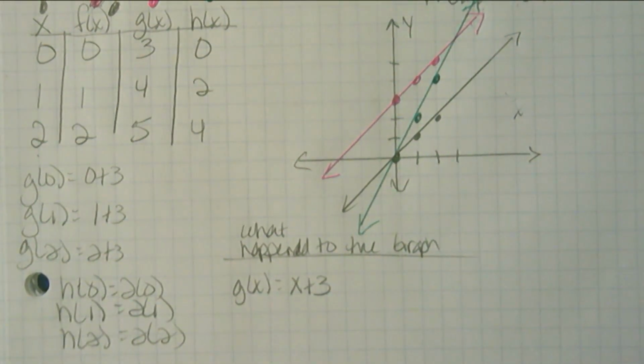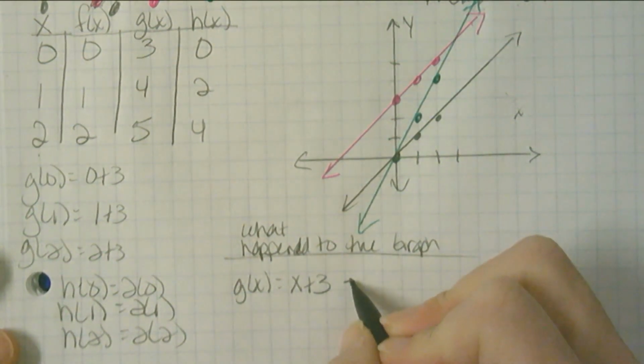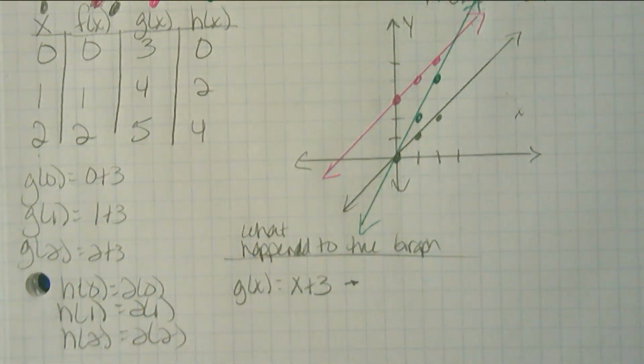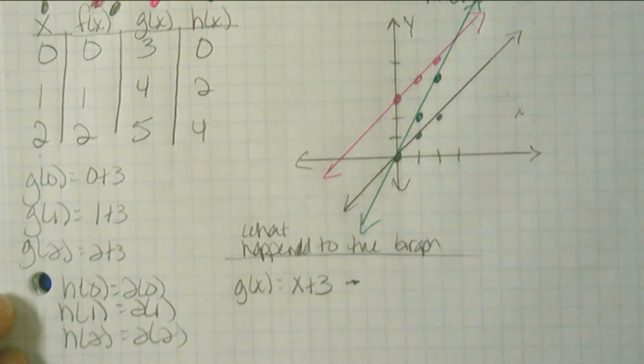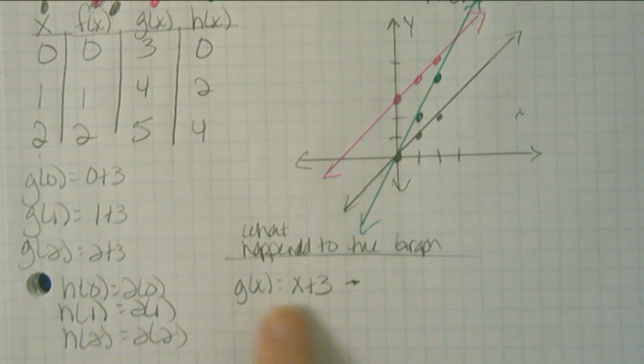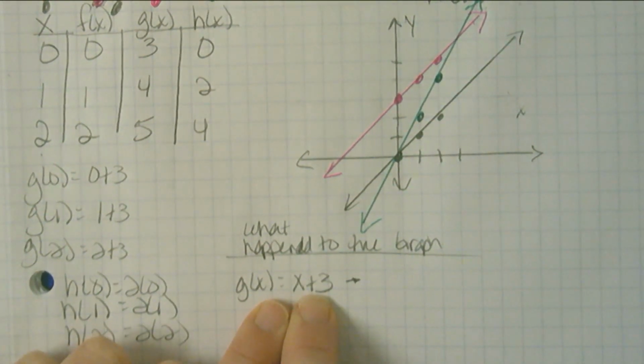So we need to talk about this. What happened to our graph when we left the x the way it is, but we added 3 to it? Just explain the difference between my pencil and my pink. What happened when we had g of x is equal to x plus 3? Seamus?